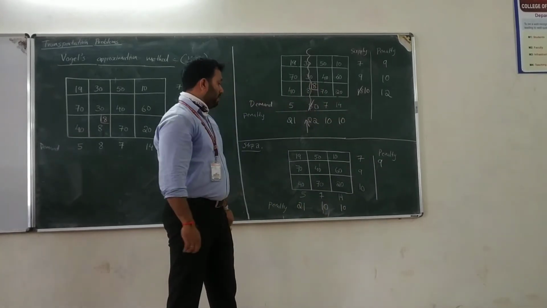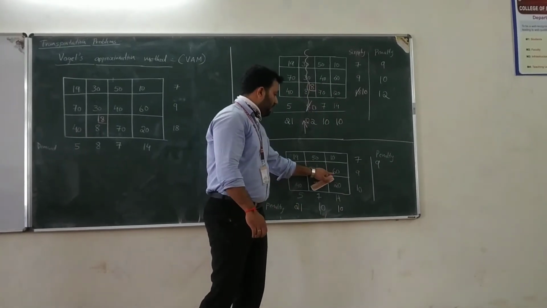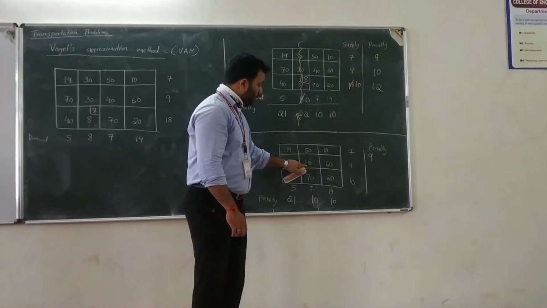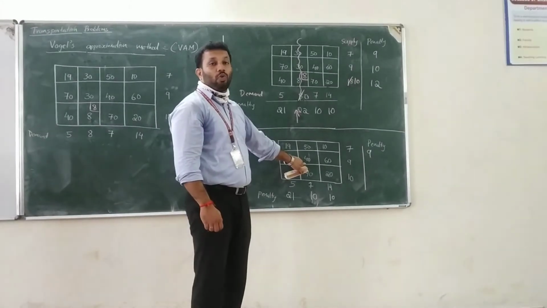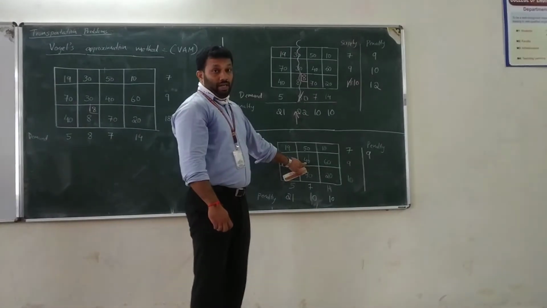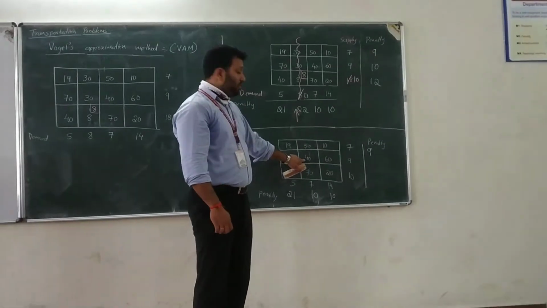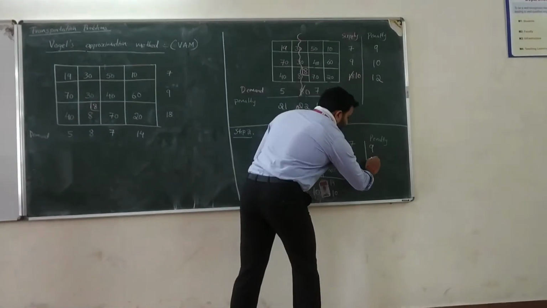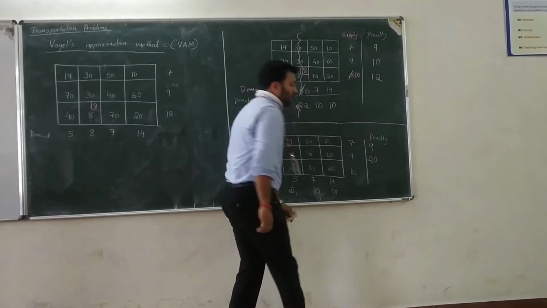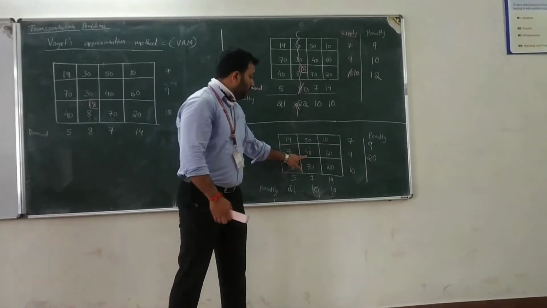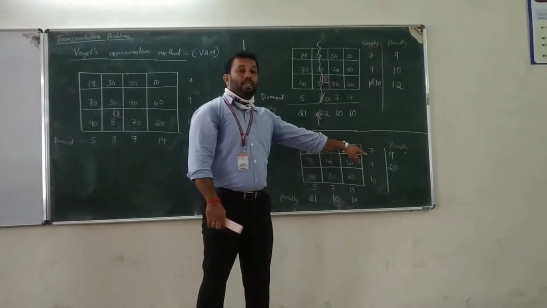Similarly, 40 and 60. 40 is the minimum cost in this particular row, and the very next nearer cost to that lowest cost is 60. That is why the penalty is 60 minus 40, that is 20.